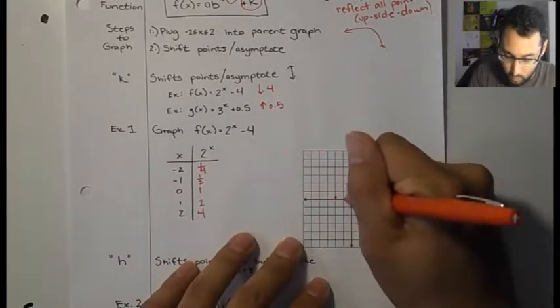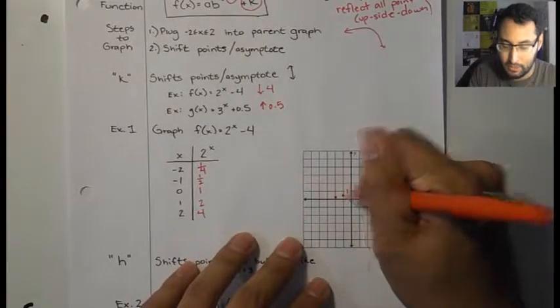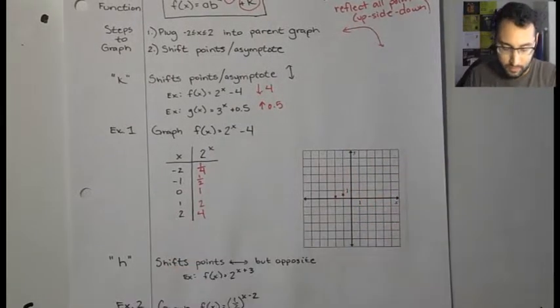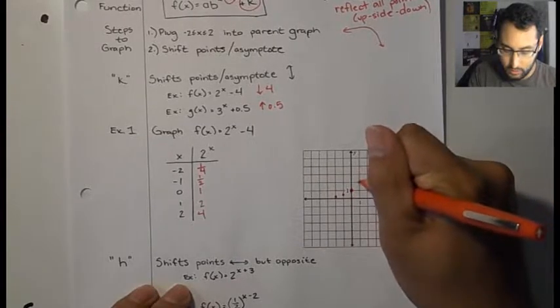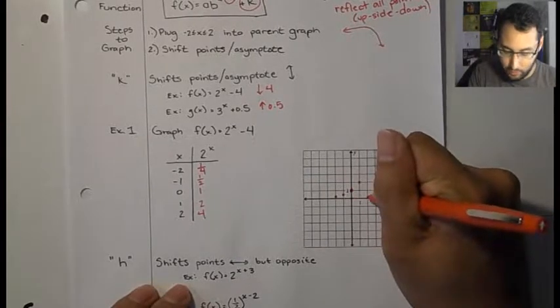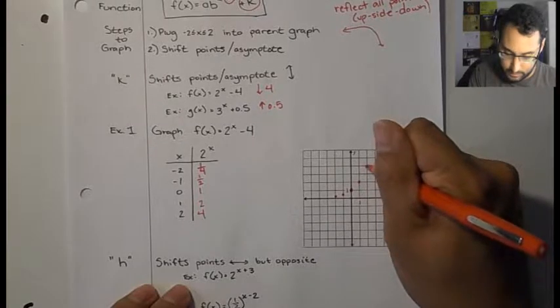-1, 1/2. So that's 1 to the left, a half up. So directly in between 0 and 1. 0, 1 is just right here. 1, 2, right there. And then 2, 4. We're going to go 4 up for this. Looks like it's right there.